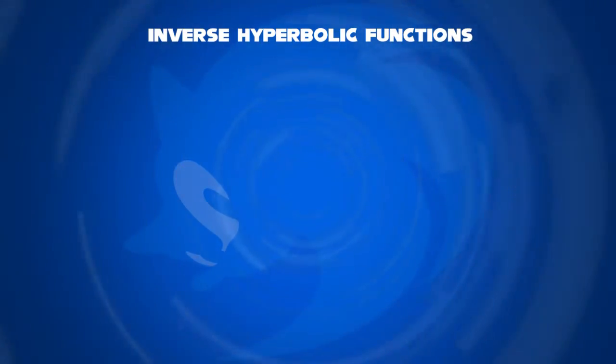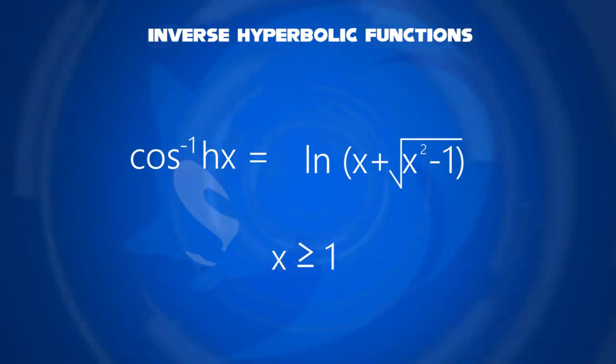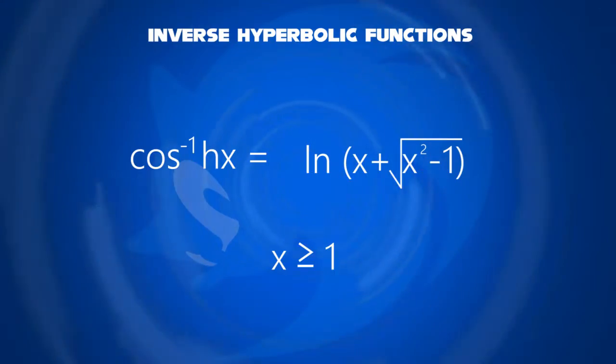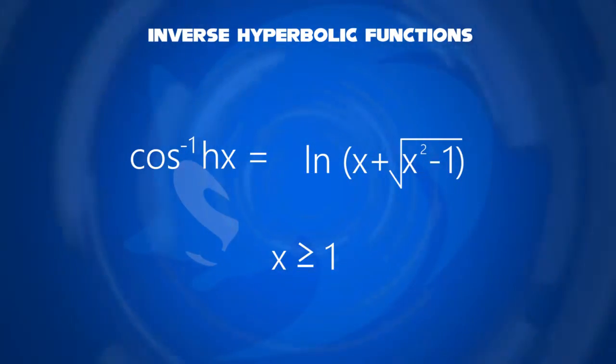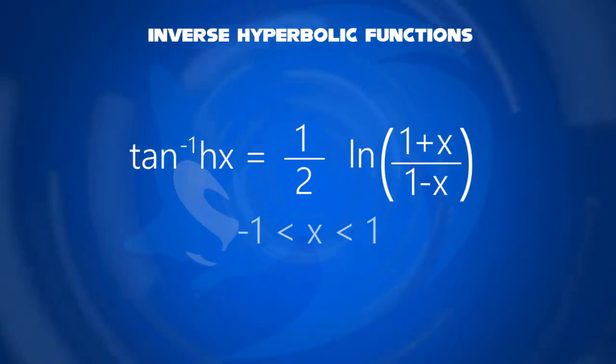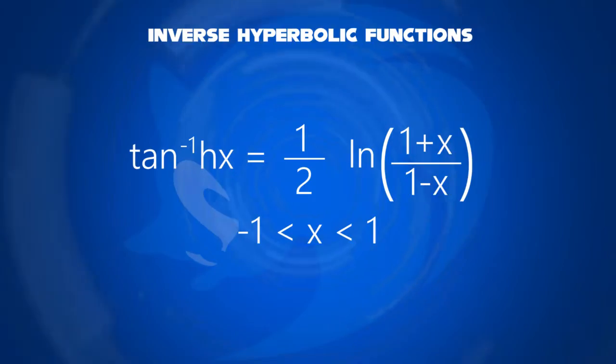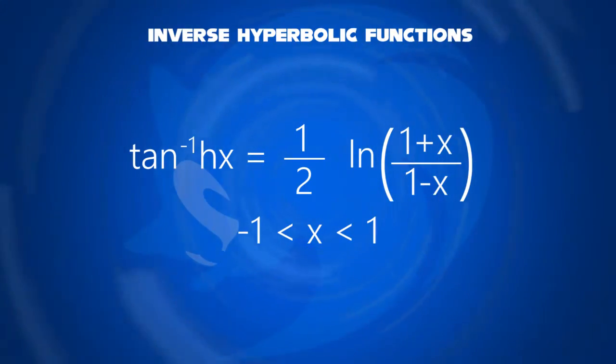Next, inverse cosh x equals natural log of x plus square root of x squared minus 1, where x must be greater than or equal to 1. Next, inverse tanh x equals 1 by 2 times natural log of (1 plus x) divided by (1 minus x), where x lies between minus 1 and 1.